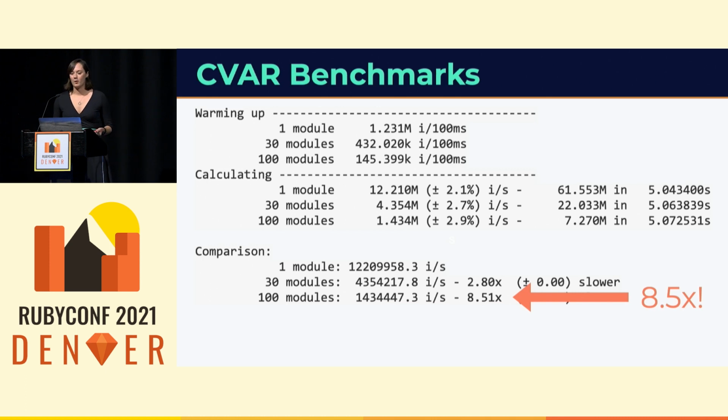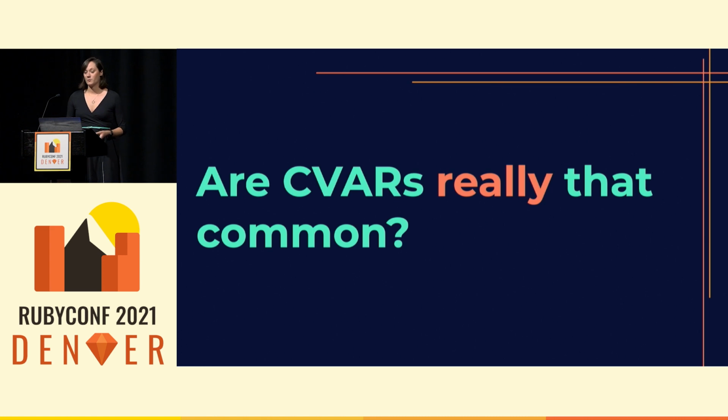When working on improving performance, it's important to realize that a micro benchmark like this that shows an improvement might not actually translate into meaningful performance improvements in your application or library. So once we knew how slow class variables were, the question became, how often are class variables used? And when they are used, how often is the inheritance chain deep enough to warrant fixing the performance of class variables? It's not going to be worth fixing performance if no one ever uses them.